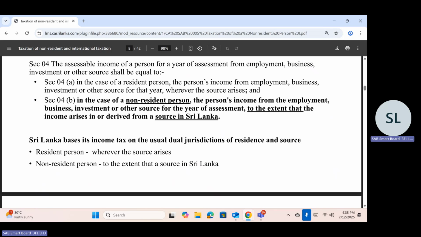In the case of a non-resident person, if there's a source, then we are going with the source principle. If there is a source in Sri Lanka, they will be liable. Right? So the first principle is the resident principle, the second is the source principle. Clearly understood? So in the case of a resident, wherever the source arises; for a non-resident, to the extent that the source is in Sri Lanka. Clear? Therefore, the first thing is to recognize the residential status of the person, whether he is resident or non-resident.